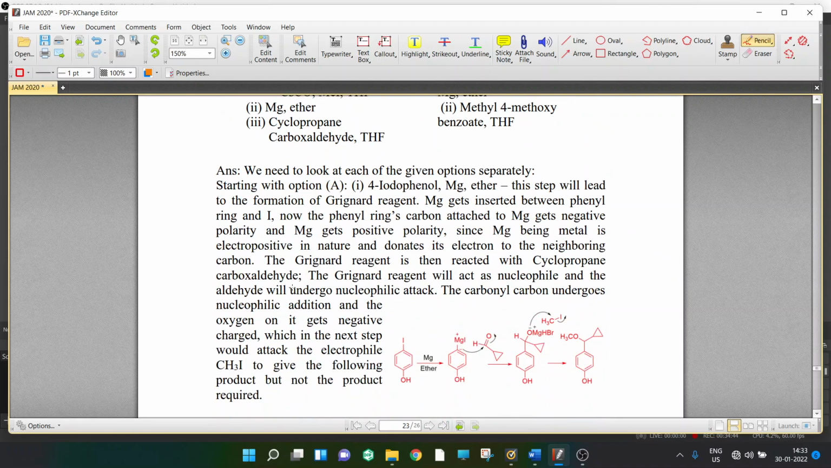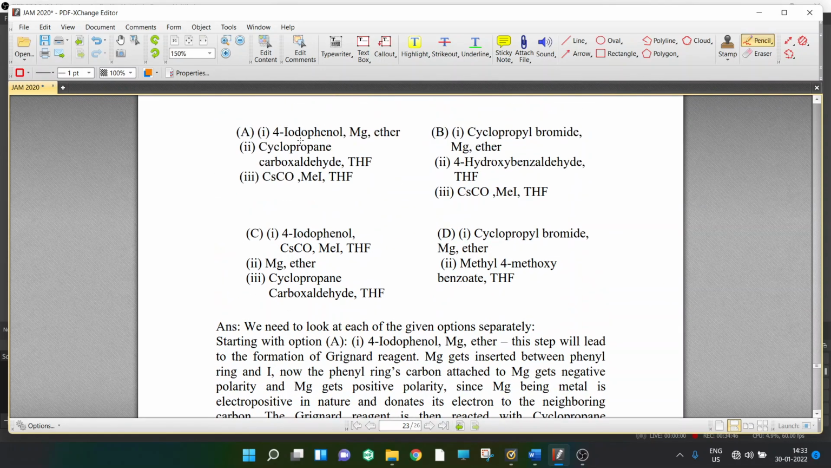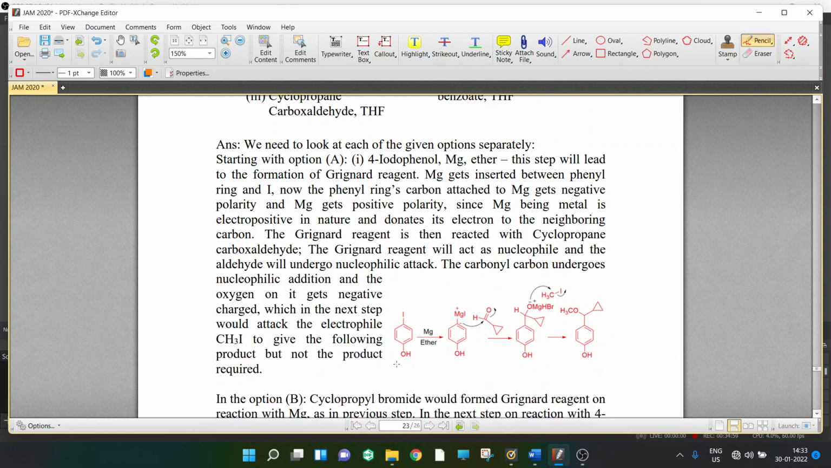So first one, it says you are having 4-iodophenol, you are adding first magnesium, then you are adding cyclopropane carboxaldehyde, and then you are adding methyl iodide. Carboxaldehyde means an aldehyde is there on the cyclopropane ring. Let's go one by one. So when you have 4-iodophenol, you are adding magnesium, what happens? It forms Grignard reagent. Magnesium gets added here, so you get MgI.